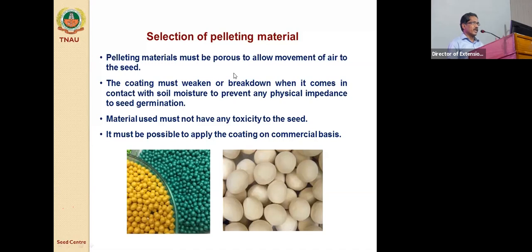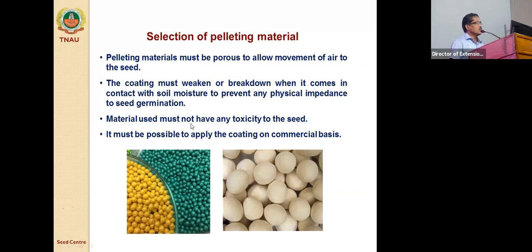It should not make a tight bondage or prevent the air movement. And the coating must weaken or break down as soon as it comes in contact with the soil. At the same time, the pellet must be very rigid and hard. Whenever sowing takes place, even in little moisture, it should disintegrate or dissolve at a faster rate. So in such chemicals, such a material, we have to use it.